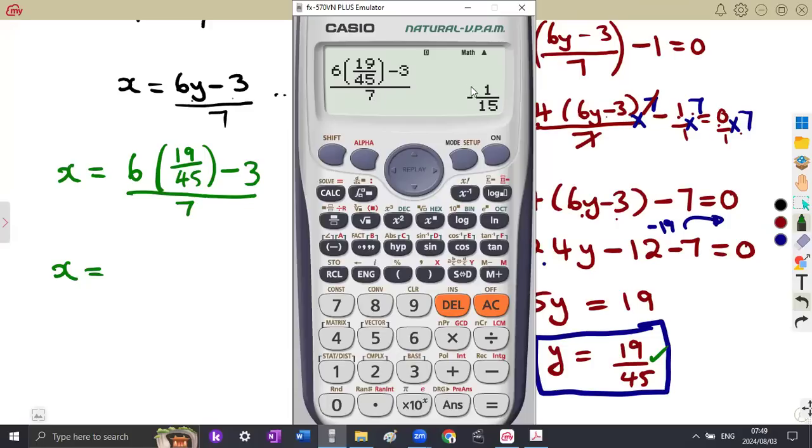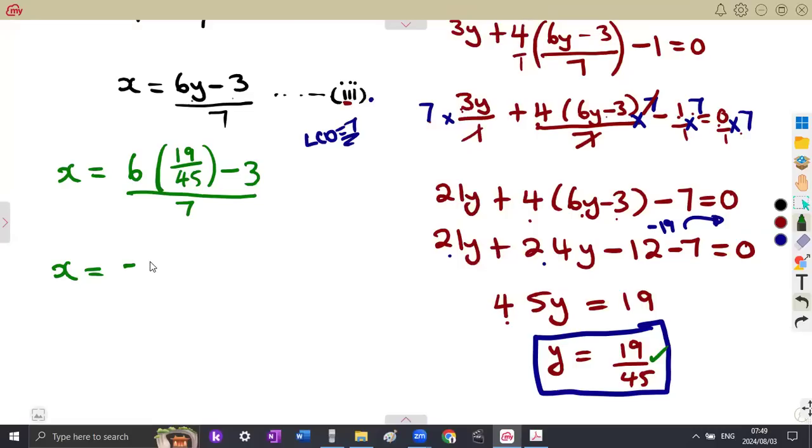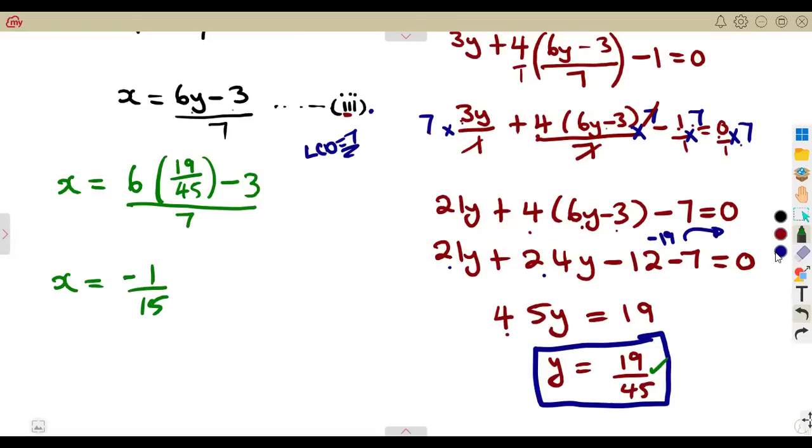So this was going to be negative 1 over 15. So then we are going to obtain negative 1 over 15. That is the value of x. So we've got the value of x and also the value of y. In a typical exam condition, you'll say, okay, these values are actually awkward values, but that is what you're obtaining. So use your values as they are.